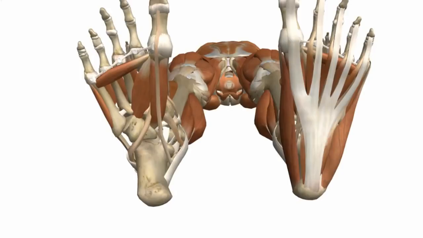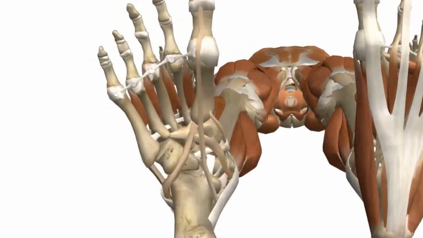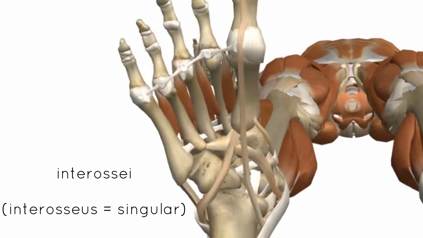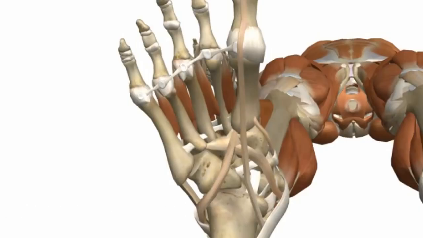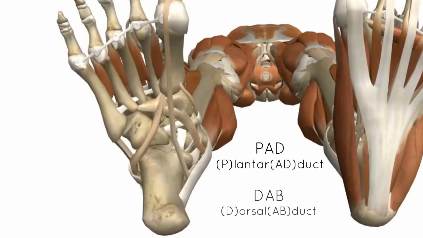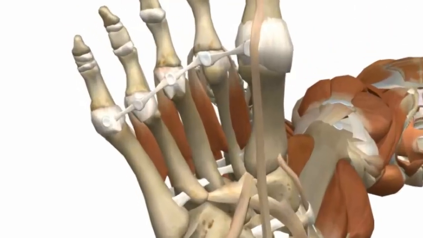So I'll just remove these muscles of the third layer, and we can look at the fourth and final layer. This is an easy layer because it just includes the interosseous muscles. You've got the plantar and dorsal interosseous muscles. Just like in the hand, the function of the interossei muscles can be remembered with the mnemonic PAD and DAB: plantar adduct, and dorsal abduct.